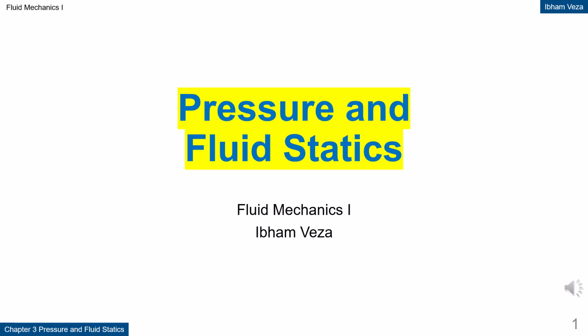Pressure and fluid statics. This topic discusses pressure and static fluids as a foundation of fluid mechanics. Pressure is understood as force per unit area, acting within a fluid. A fluid at rest exhibits special behavior because no shear stress exists. These concepts are essential to analyze dams, tanks, and hydraulic systems. The discussion focuses on force balance and pressure distribution.